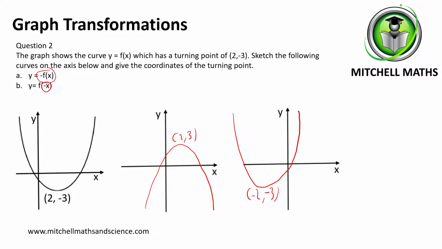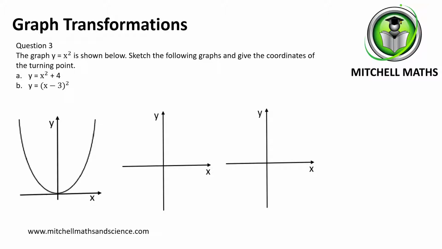So we've gone through the two reflections when you take away things and the two translations when you add either to the y or the x. Let's have a look at an actual graph, not just a function of x. Let's have a look at y equals x squared.